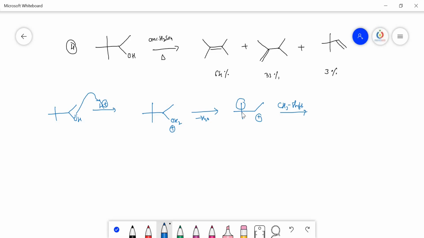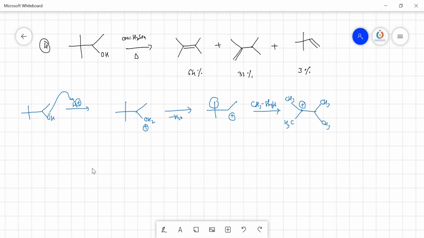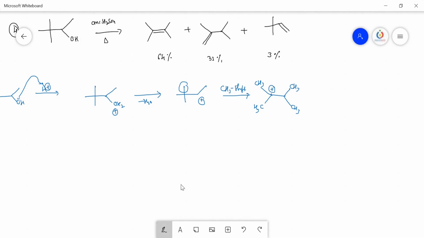Then this carbon atom will have the two methyl groups. So this is the carbon with the two methyl groups. And since this group is being shifted here, this positive charge will be shifted here. So the positive charge, and here already one methyl group is there, and a new methyl group is coming. So this is the structure. Now the question is about how the products are coming.